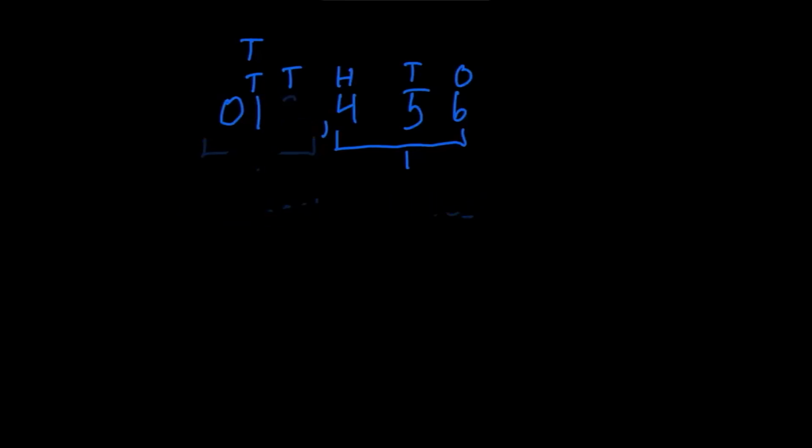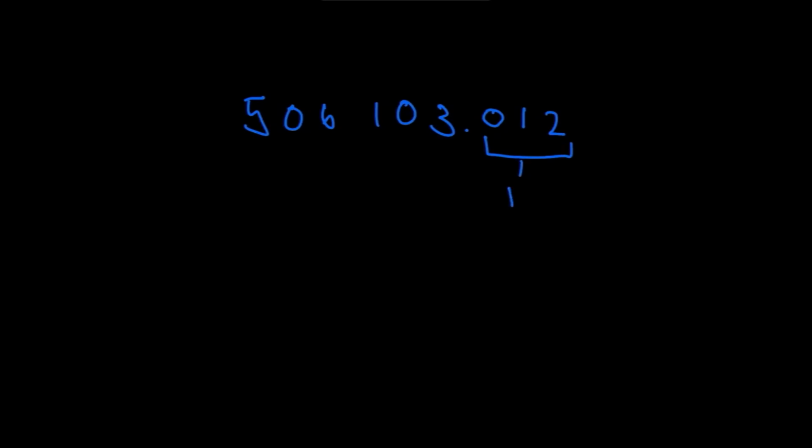So I'm going to quickly do one last example of this. I'm going to write the numbers 5, 0, 6, 1, 0, 3, 0, 1, 2. And then all the numbers to the right of this decimal are going to be placed in their own category. And remember, it's the decimals, so I'm just going to label it as D.